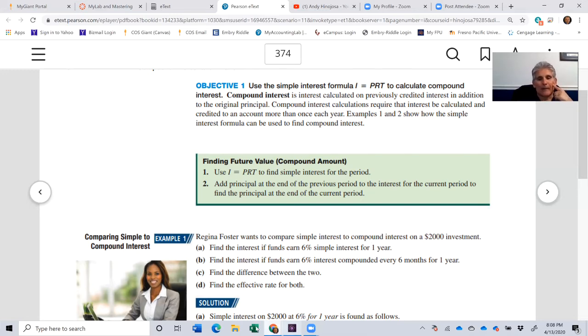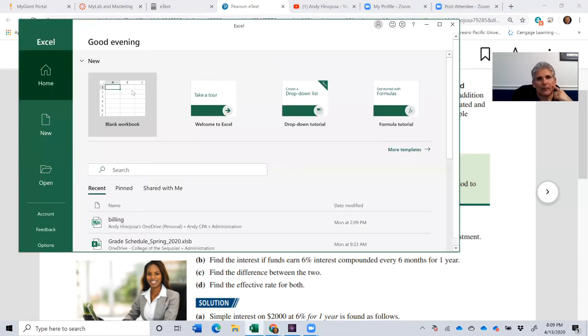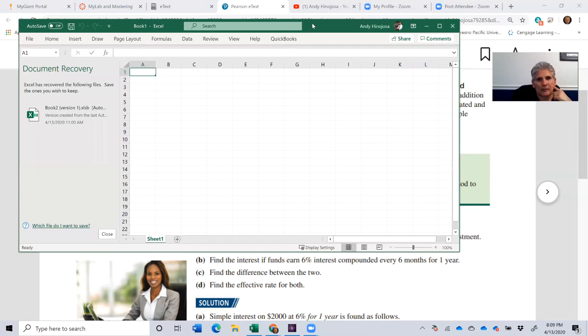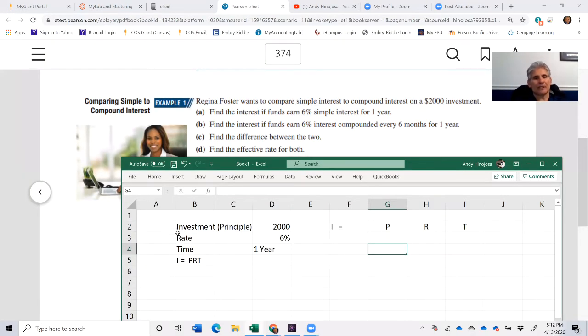Okay, so let's go ahead and pull up a spreadsheet really quick here. By the way, you can go ahead and try to solve. Maybe pause it right now and try to solve it. So we have it set up. The investment will be $2,000. The rate is 6%. The time is 1 year. And we're going to use I equals PRT to compute the amount of interest. So I equals PRT, P would be the principal. That's going to be $2,000.